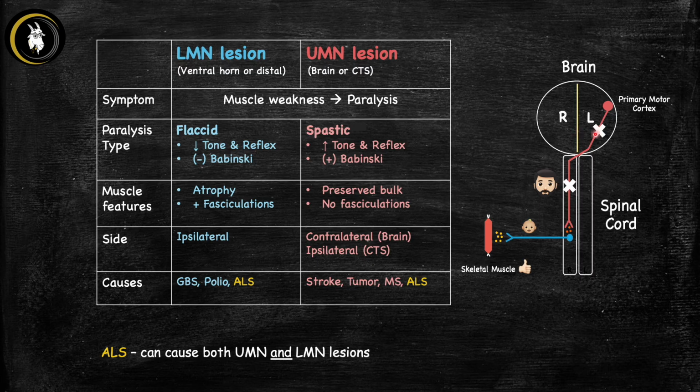If it's in the brain, it's before the crossing over, so the lesion is going to be on the contralateral side as the muscle. But if it's in the spinal cord, it's going to be after the crossing over, so it's going to be on the ipsilateral or same side as the muscle. And then finally, the main causes of upper motor neuron lesions are stroke, tumor, MS, and ALS. And one high yield thing to keep in mind is that ALS is unique because it can cause both lower and upper motor neuron lesions.